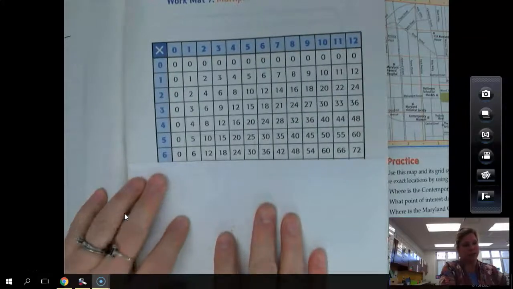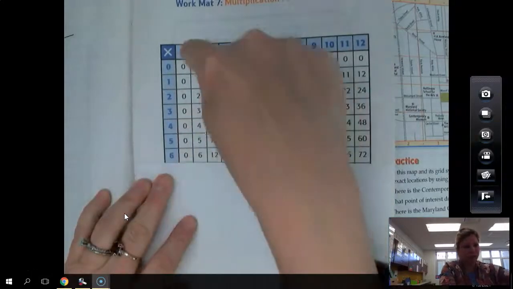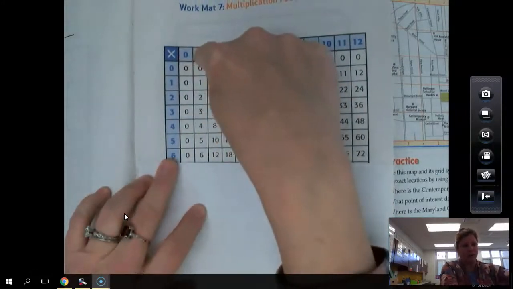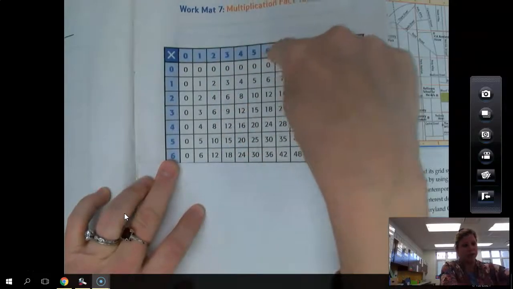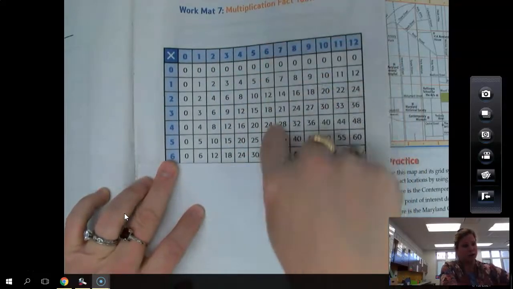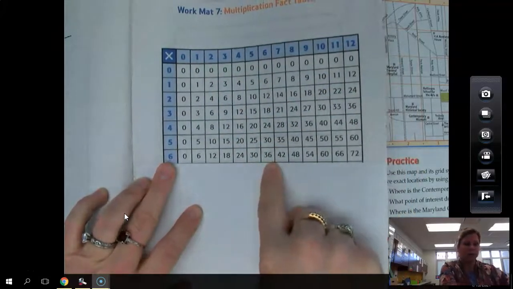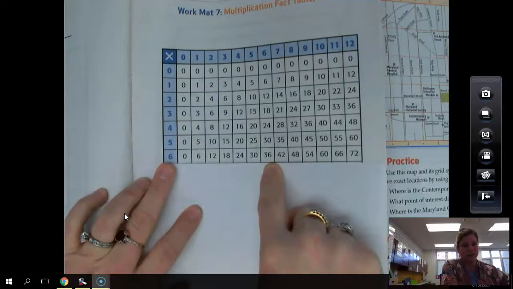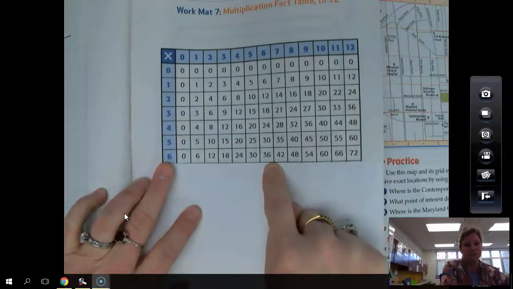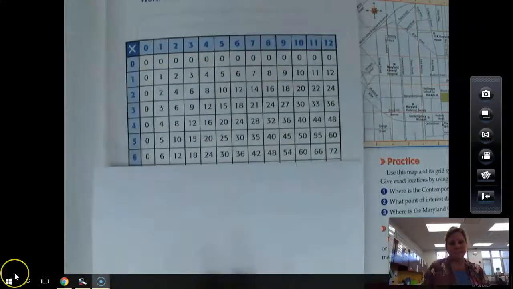So 6 times 6. Now I can take my finger, and I can go up to the top. I already have my first factor, 6. I'm going to go to 6 here, and I'm going to go all the way down until I get to my white piece of paper. Well, what is 6 times 6? It's 36. Boys and girls, we just used the grid system. That's what it is, okay?